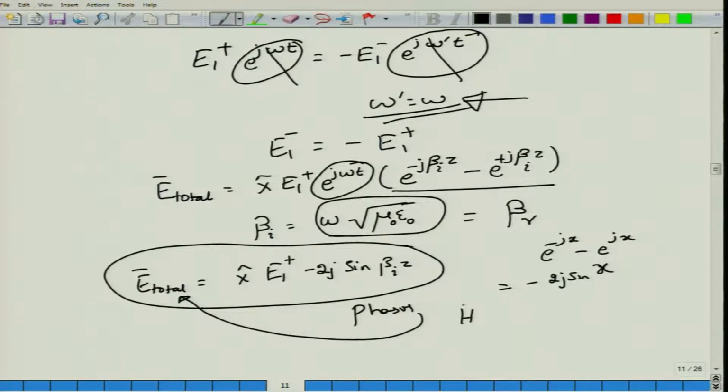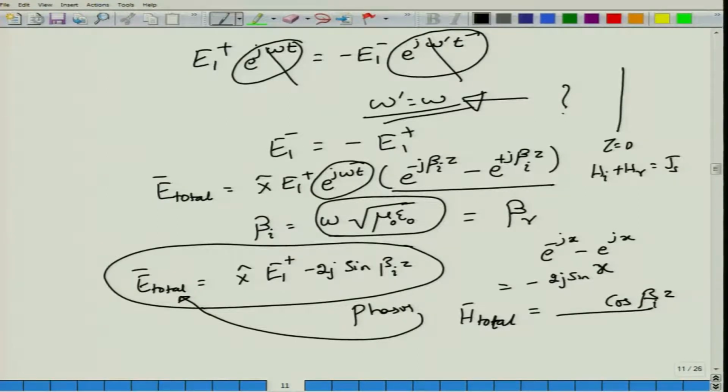I will leave this as an exercise for you to find out what will happen to the total magnetic field. Of course, on the surface the magnetic field will have to be such that the sum of the incident amplitude and the reflected amplitude must be equal to the total surface current out there, but away from the interface what happens? On the interface at z equal to 0, I know that Hi plus Hr must be equal to the total surface current Js, but far away from the interface what should be the total magnetic field, right. I will leave this as an exercise for you, and you will probably not be surprised, but you will see an appearance of cos beta I into z somewhere over there.